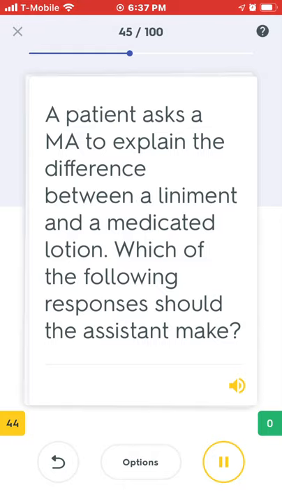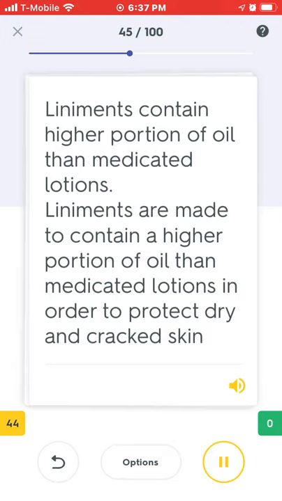A patient asks a MA to explain the difference between a liniment and a medicated lotion. Which of the following responses should the assistant make? Liniments contain higher portion of oil than medicated lotions. Liniments are made to contain a higher portion of oil than medicated lotions in order to protect dry and cracked skin.